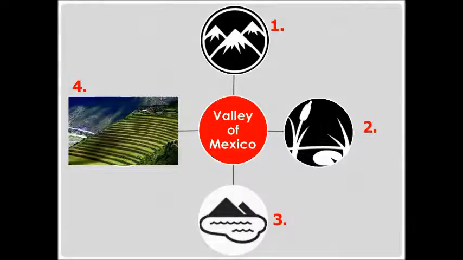So in the Valley of Mexico, first of all, you'll notice in bubble number 1 that it's surrounded by mountains. Number 2, it can be swampy. It's pretty wet. Number 3, you do find a lake between the mountains. And 4, you'll notice this is what we call terrace farming. The Aztec would have cut steps into the mountain and used this for their farming.